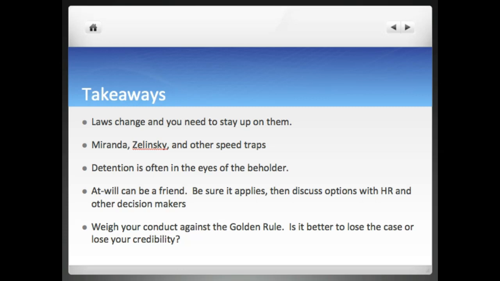Always weigh your conduct against the golden rule. Would you want this to be the way you were treated if you were under investigation? Is it better to lose the case or lose your credibility? Right? If you try to go outside the legal limits, you will lose your credibility.